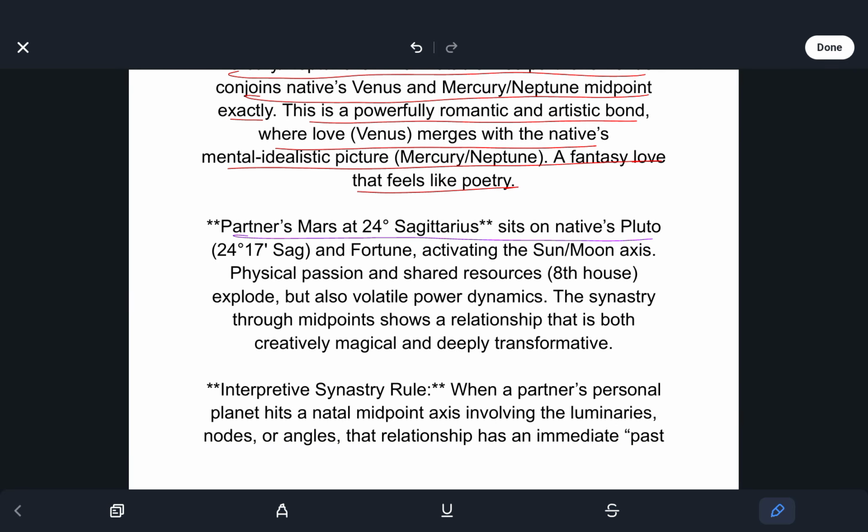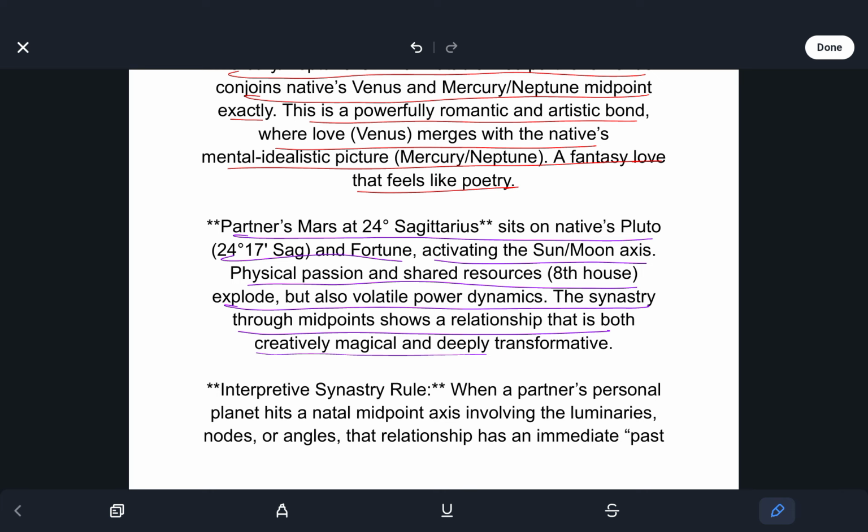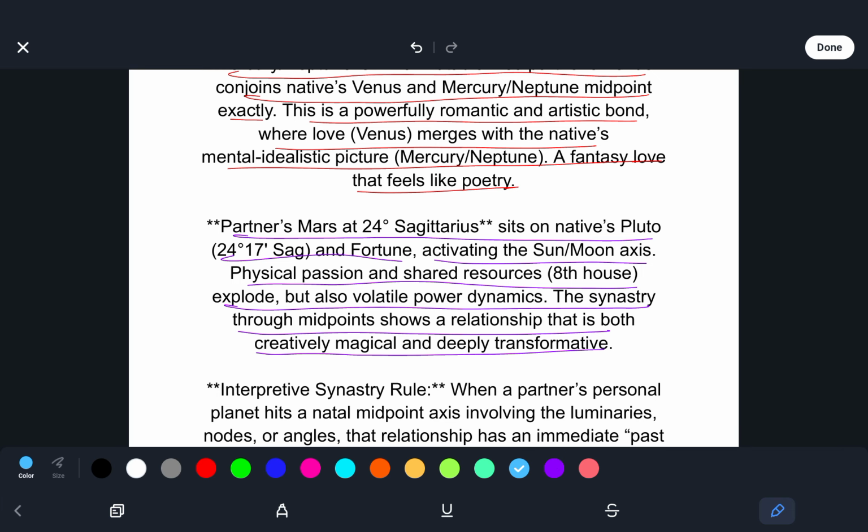Partner's Mars at 24 degrees Sag sits on native's Pluto and Fortune, activating the Sun-Moon axis. Physical passion and shared resources, the 8th house, explode, but also volatile power dynamics. Synastry through midpoints shows a relationship that is both creatively magical and deeply transformative.